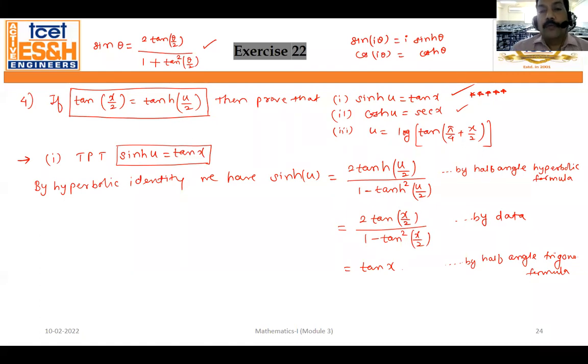Now, once you have proved that sin hyperbolic of u is equal to tan x, don't you think one can easily prove it for cos hyperbolic u? Is there any connection between sin hyperbolic u and cos hyperbolic u? What is that square hyperbolic identity? Anybody?